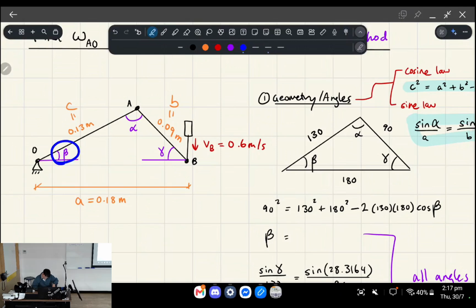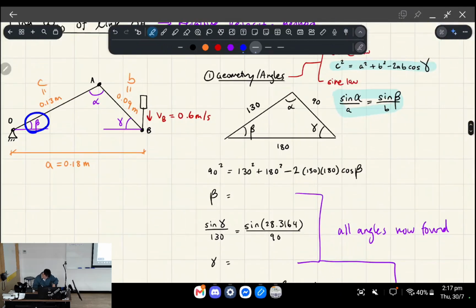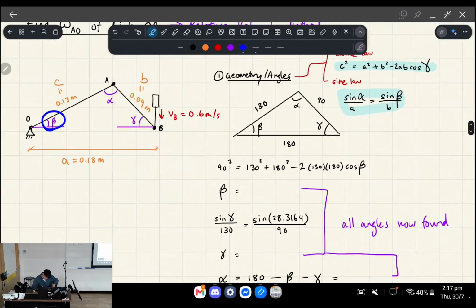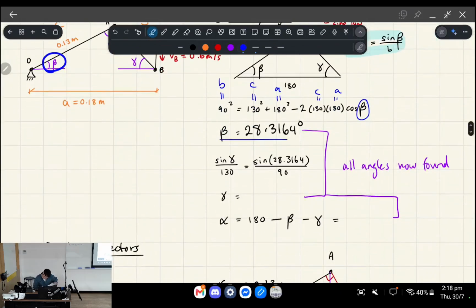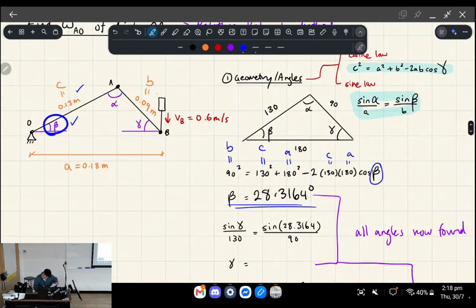Let's solve for beta first. Beta's opposite side is 90 mm, 130 is side C, and 180 is A. So we're just substituting in everything. Then we rearrange and solve for beta. This gives me beta is equal to 28.3164 degrees. So now we know 3 side lengths and 1 of the internal angles.